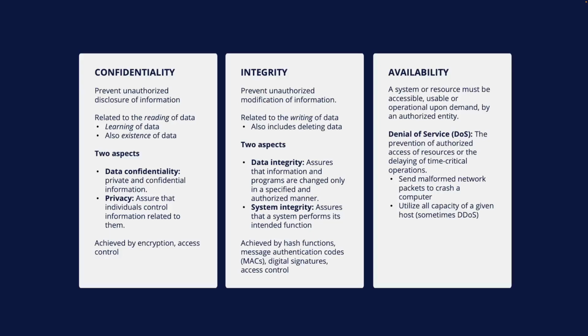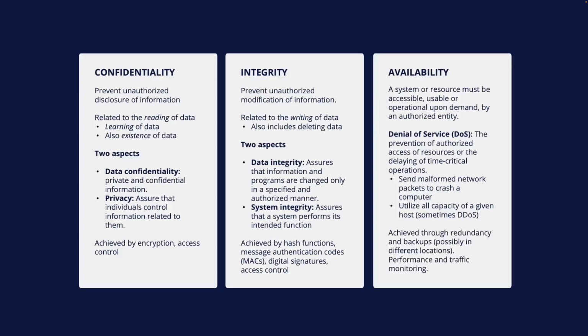One typical attack on availability is to send malformed network packets to a computer. If the implementation does not expect a particular packet format, it might crash the application. Another example is to utilize all capacity of a given host. This could be memory capacity or, which has become rather common, utilizing the network bandwidth in order to make a server unresponsive. These are often referred to as DDoS or distributed denial of service attacks, since they often use the combined capacity of many attacking computers.